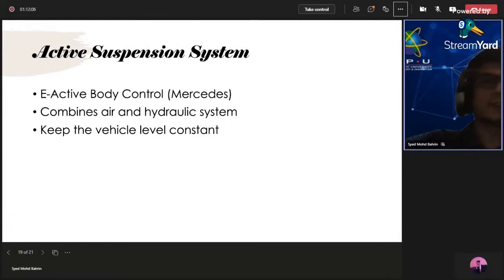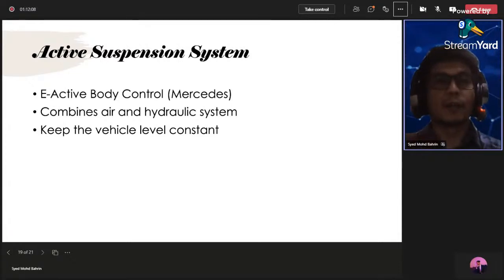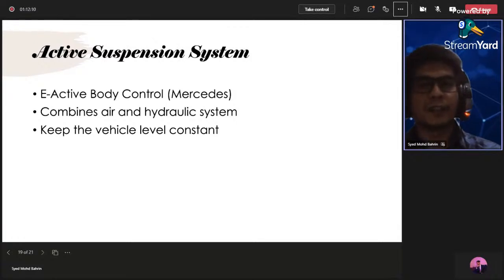So the car is cruising across road with different conditions. They have bumpers, they have potholes and everything. So you can see that the level of the vehicle remains almost consistent. So it shows how the active body control works.